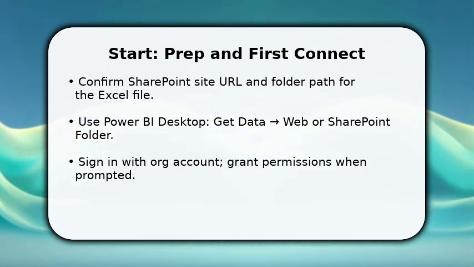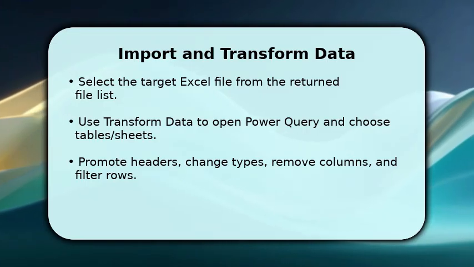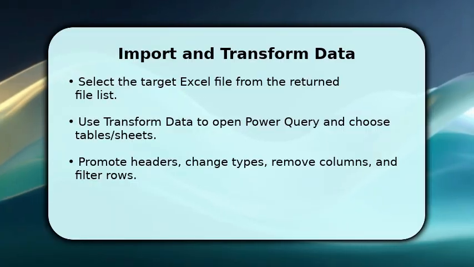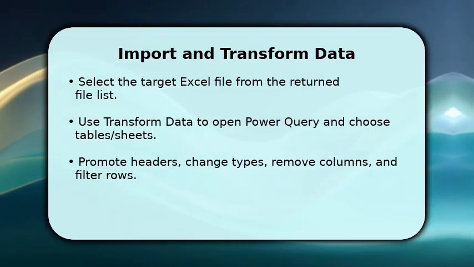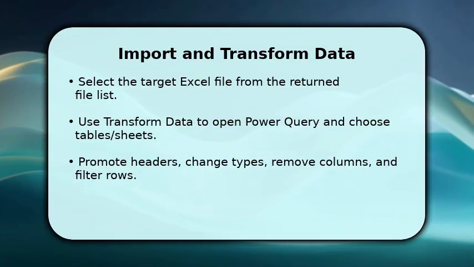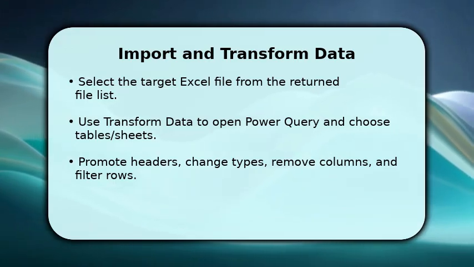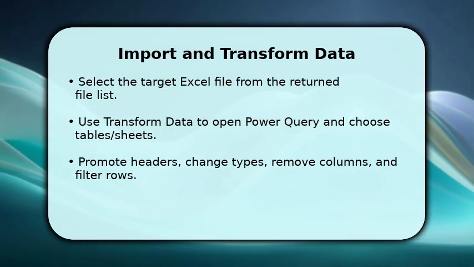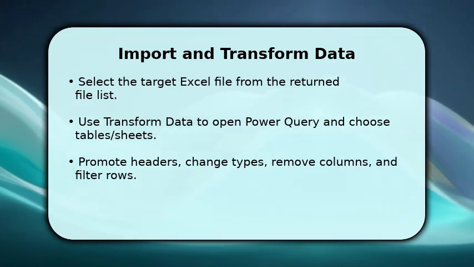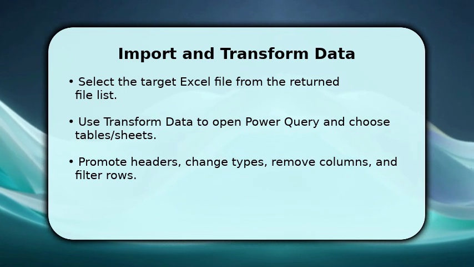After selecting the Excel file from the SharePoint folder list, click Transform Data to open Power Query where you shape the dataset. You pick the specific sheet or table, then promote headers and set column data types so calculations behave correctly. Use Remove Columns and Filter Rows to reduce noise and improve performance. Make sure to apply steps in a logical order so later refreshes run smoothly. For example, filter before merging to keep query folding where possible and speed up refreshes.